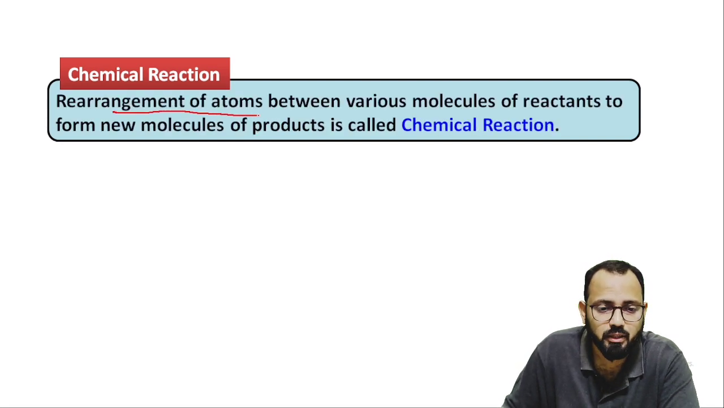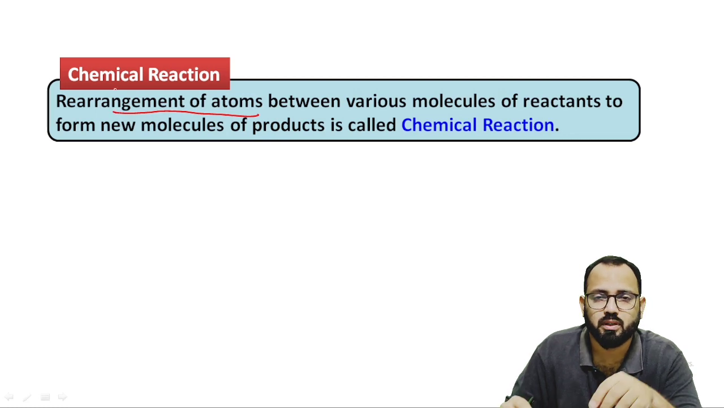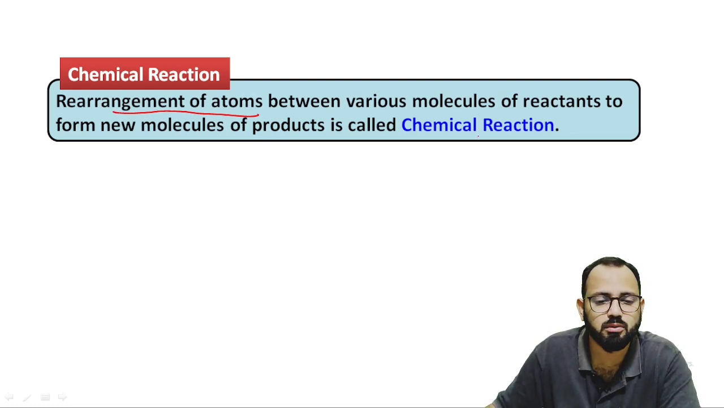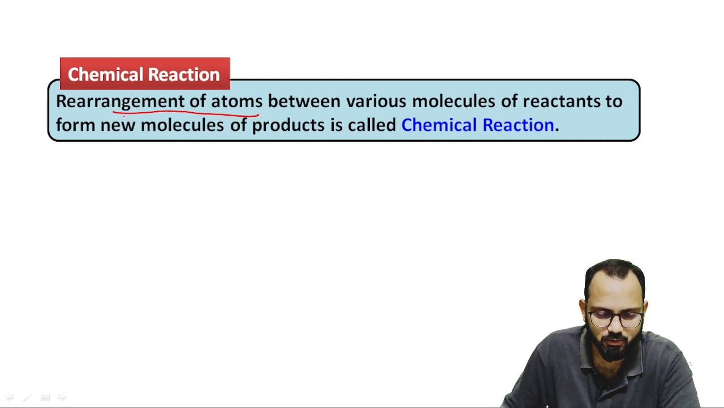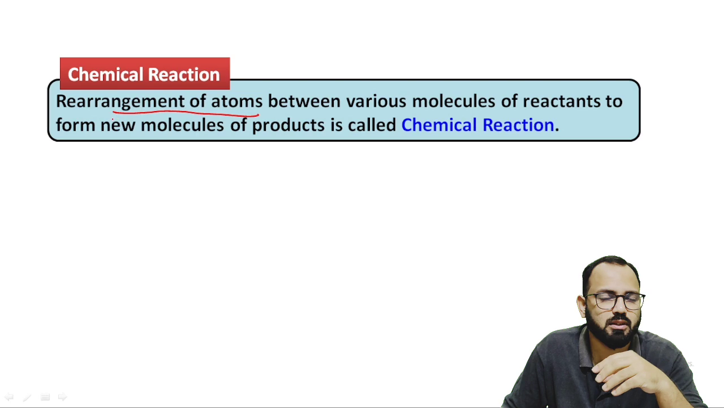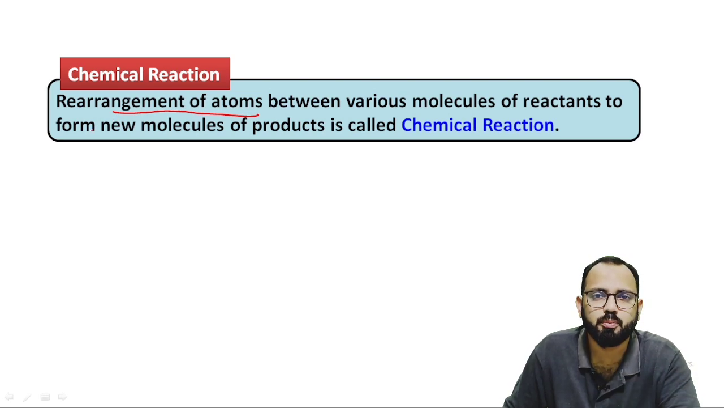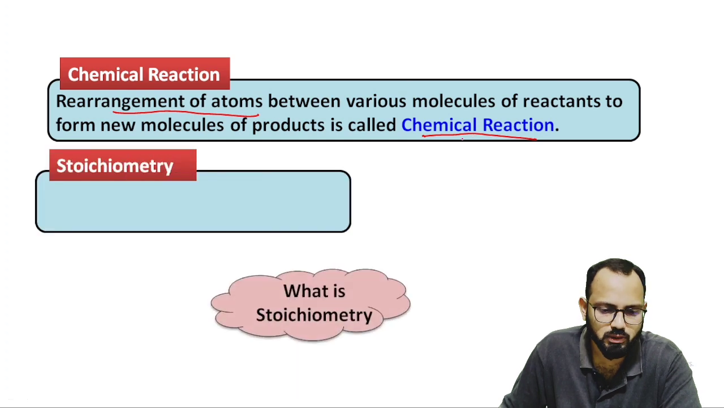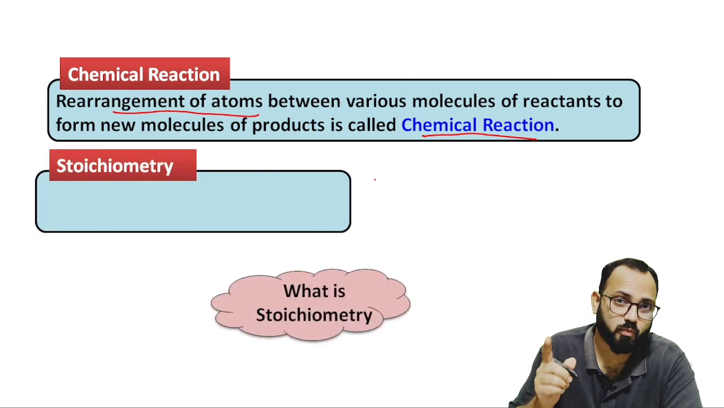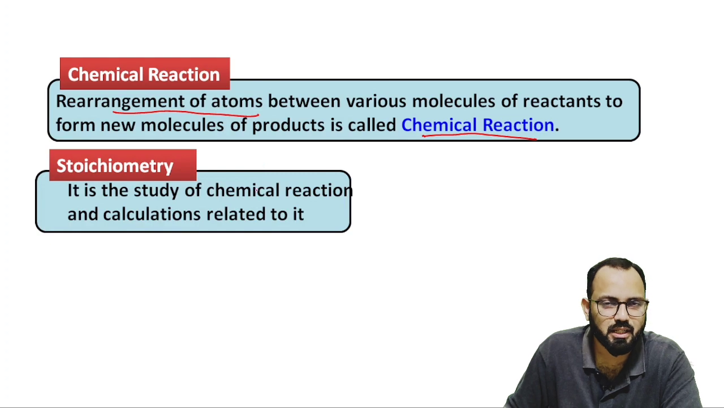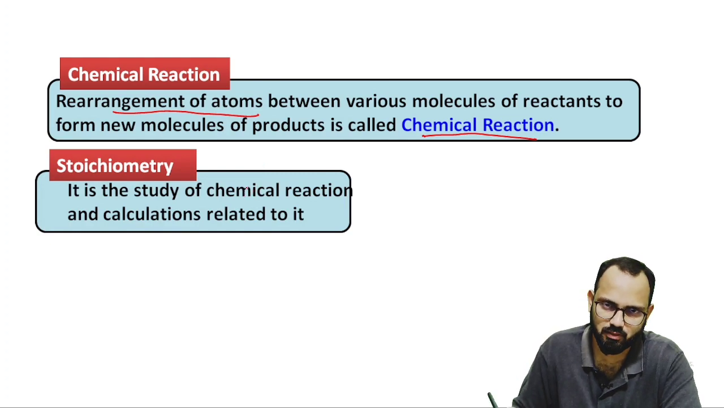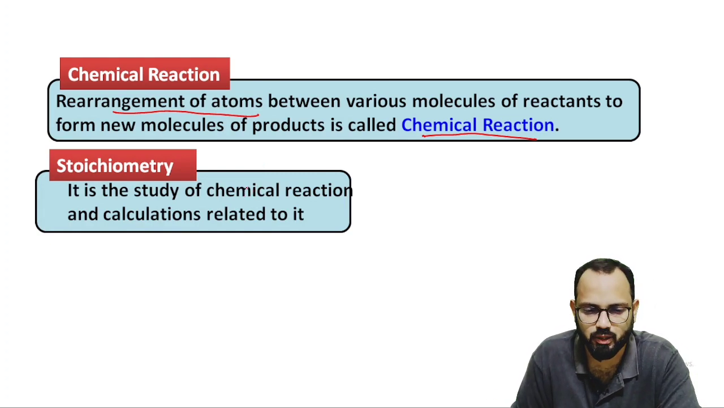It's a rearrangement of atoms. So, rearrangement of atoms is giving you a chemical reaction. We can say that in the reactants, there will be a lot of atoms. The atoms rearrange to give you a new product. This process of rearrangement of atoms is what you are calling a chemical reaction. Then obviously the question comes, what is stoichiometry? It is the study of chemical reactions and the calculations relating to them.